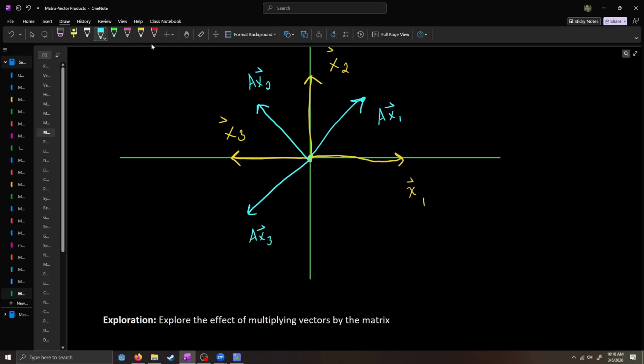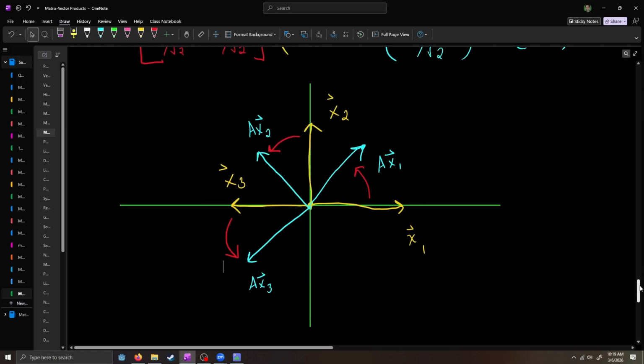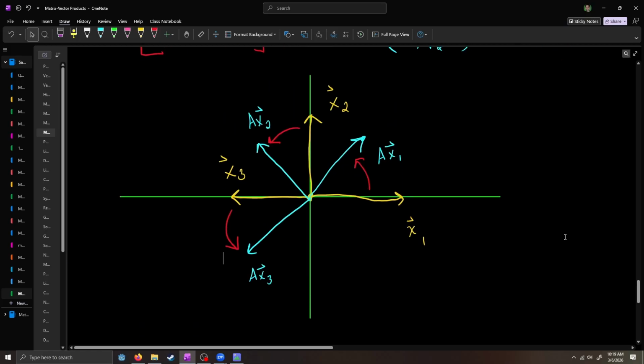So let's have a look at this. The matrix A is turning x1 into Ax1 here. The matrix A is turning x2 into Ax2 in quadrant 2. The matrix A is turning x3 into Ax3 down here in quadrant 3. So how would you articulate what A is doing to these vectors? What is the effect and the transformation being caused by matrix multiplication in this case?